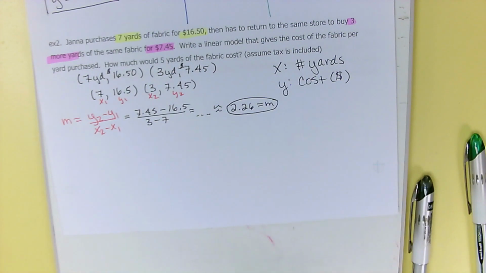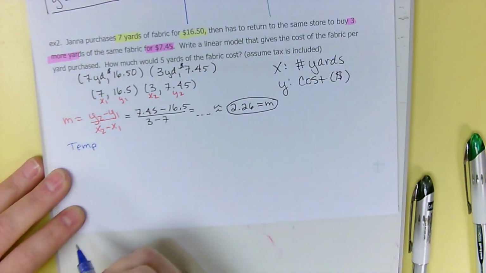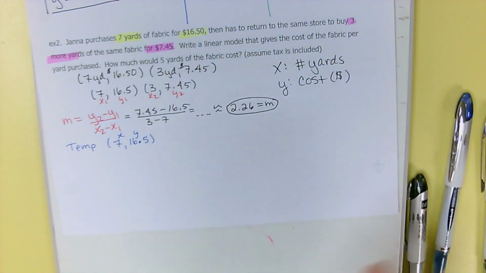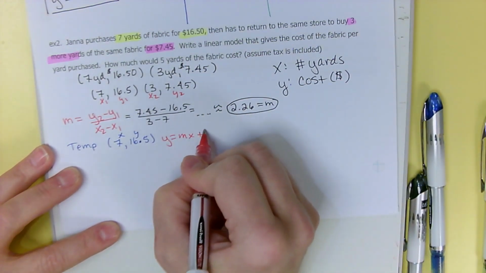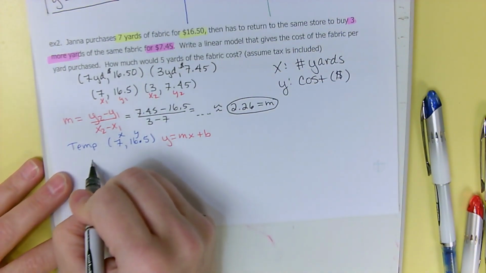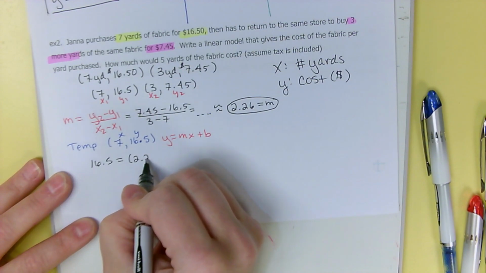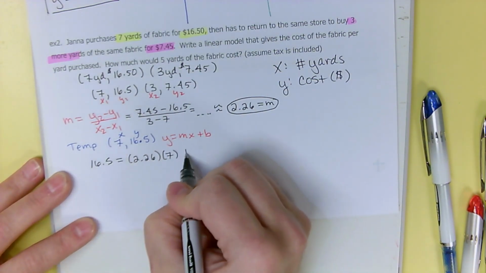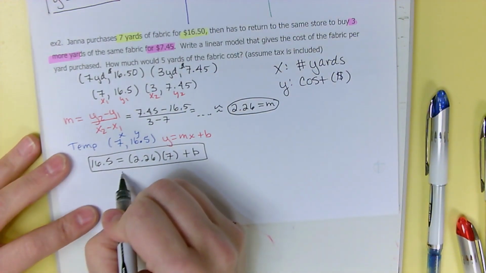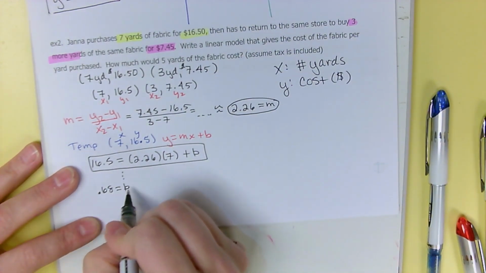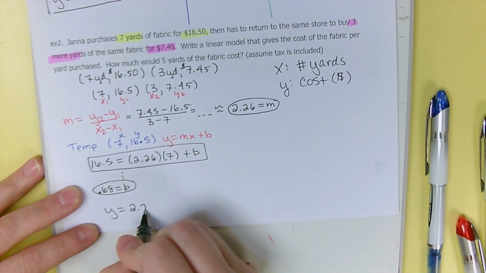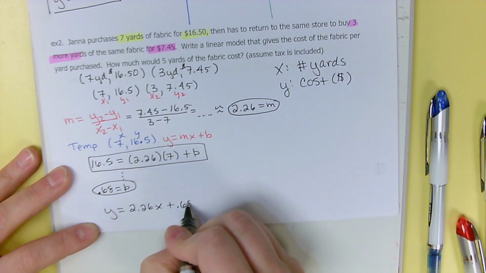All right, we've got our slope. Now we're going to pick a temporary point. I'm just going to pick the first one, 7, 16.5. That's going to be our temporary x and y. And we're going to use y equals mx plus b. Fill the temporary point in, fill the slope in, and find b. So here goes. My temporary y, 16.5, equals my slope, which is 2.26, times my x, which is 7, plus b. There is my equation to find my b value. And again, you solve for b, you get 0.68 equals b. So using that and the slope, my equation is y equals 2.26x plus 0.68.